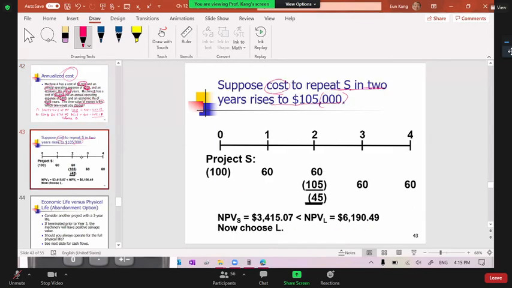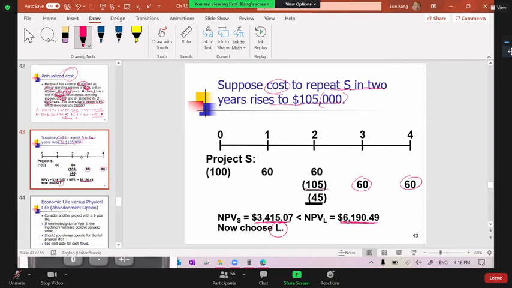And of course this may change too, right? But just to make it simple, we change the cost. Then it will be negative 45, and NPV will be 3415. And that's less than just project L. So now you choose L, right? So this is more like applied.